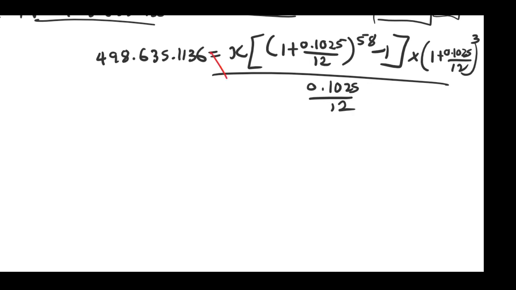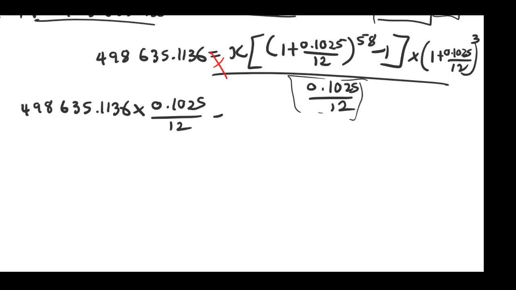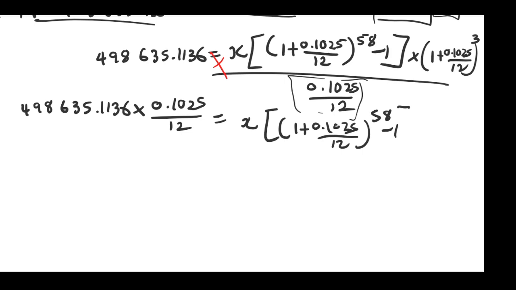So now we're just going to do a cross multiplication. We're going to have 498, no, it's not point. Why did I write points here? Thank you so much if you saw. So it's 498,635.1136 multiplied by 0.1025 over 12, which is this one here, equals x into 1 plus 0.1025 over 12 to the power of 58 minus 1, and then multiplied by 1 plus 0.1025 over 12 to the power of 3.